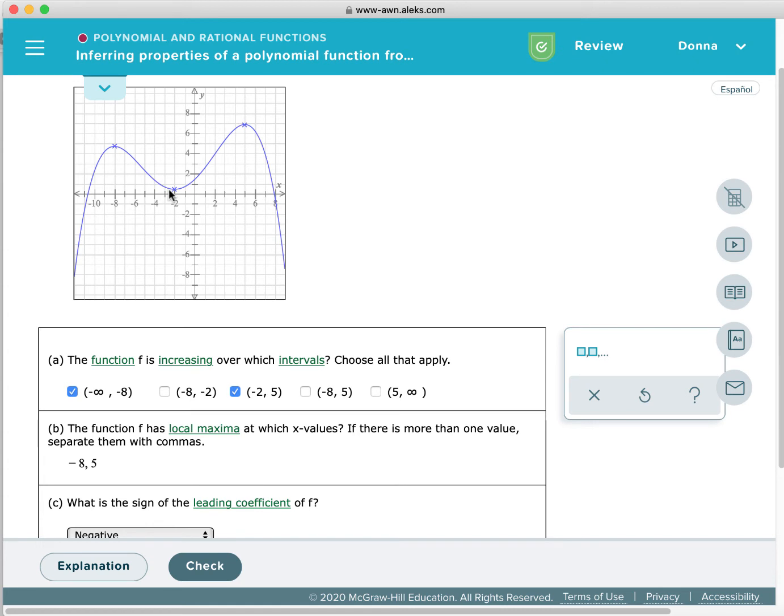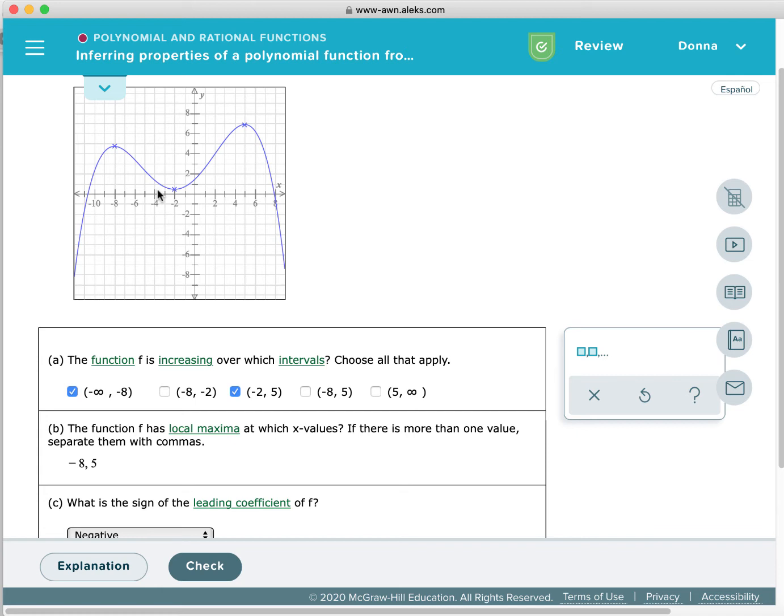So the degree has to be at least 1 more. So it would have to be 5. But 5's not even. So that means I have to bump it up to 6. Let me say that again. So if I had 4 up and downs, 4 extrema, the degree has to be 1 more than that. Could be more than that, but at least 1 more than that.